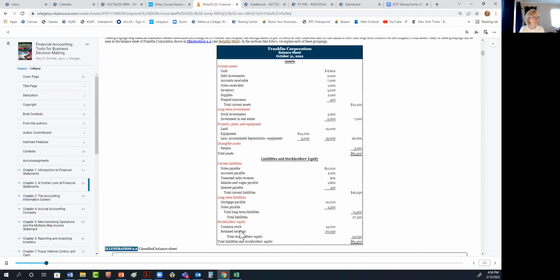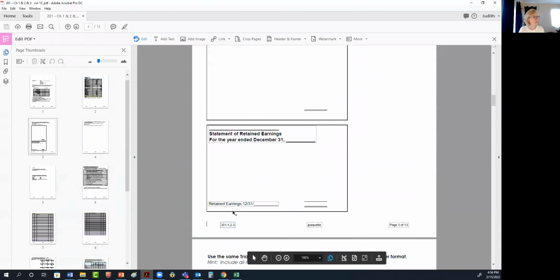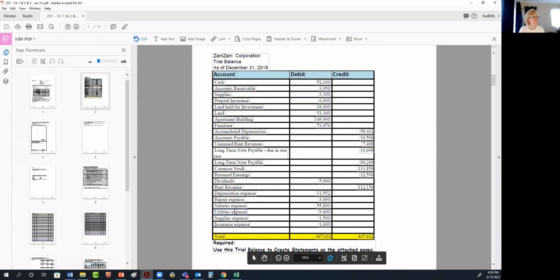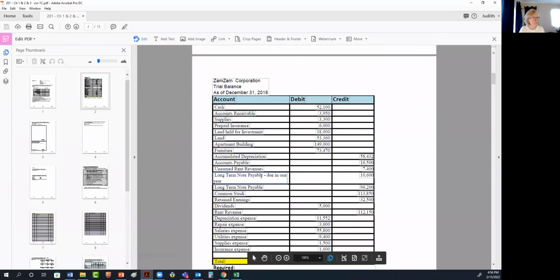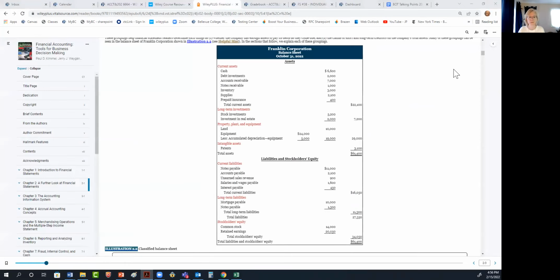There was an area where you guys had some confusion, and it showed up on a homework problem as well. And that was what to do with this account: long-term note payable due in 1 year. That's going to be a current liability. Okay, but overall, you guys did really well on that piece of the problem. Okay, all right.